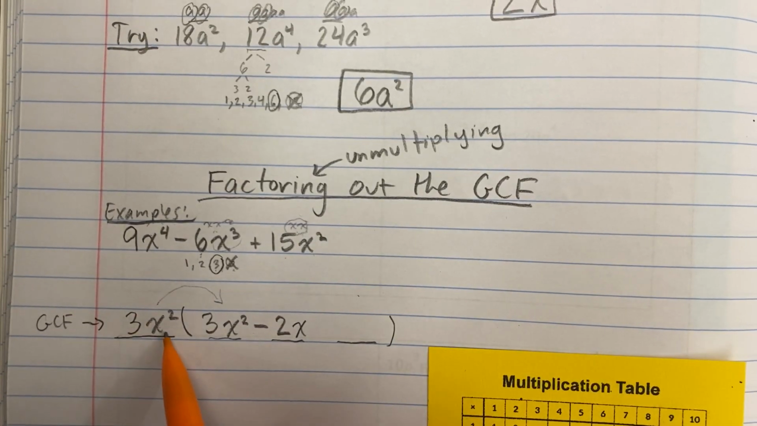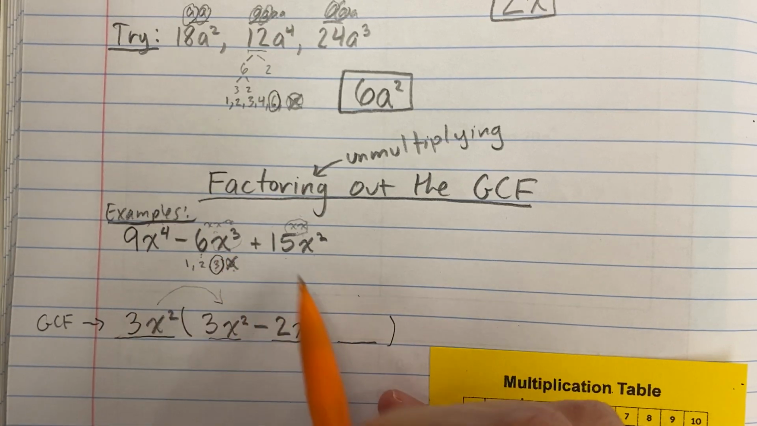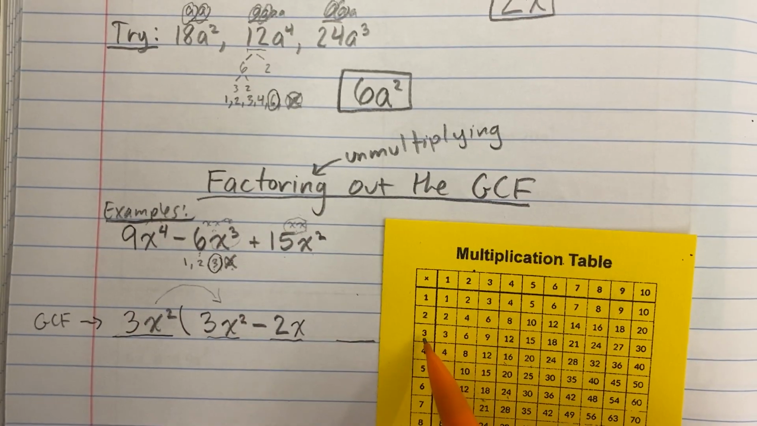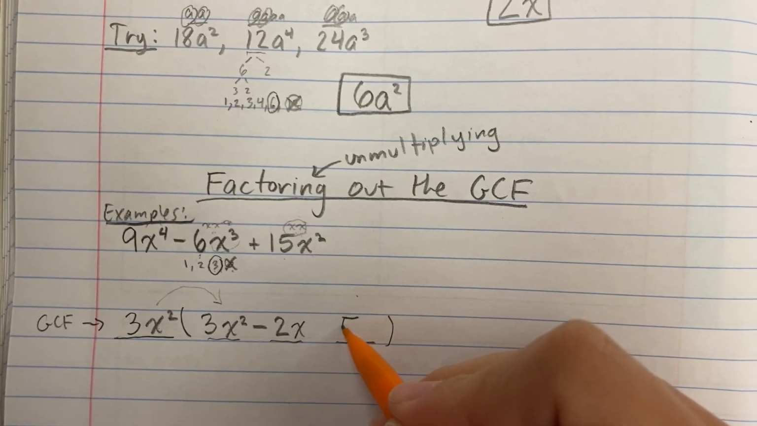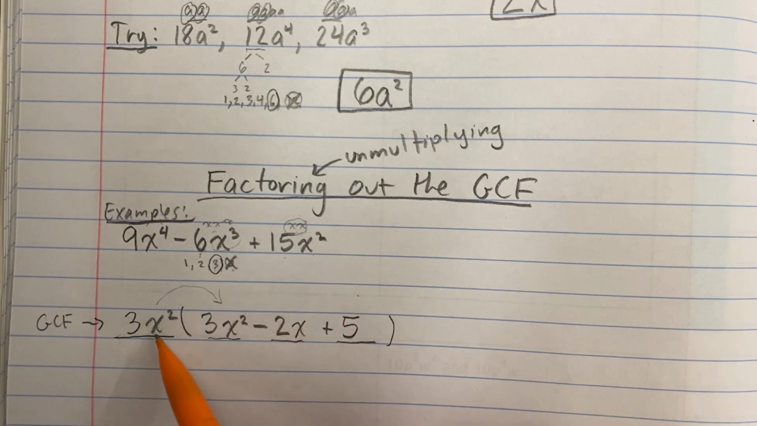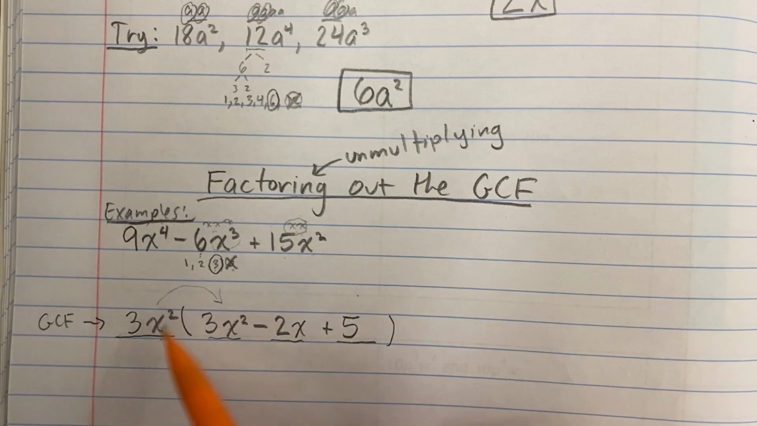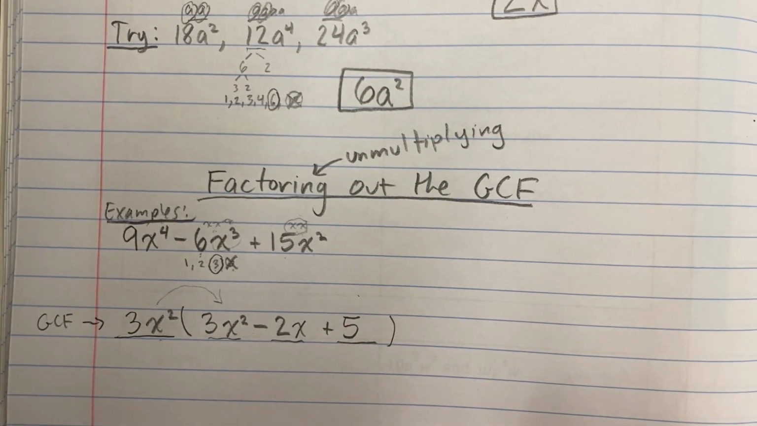Okay, next, 3x squared times what would be 15x squared. So first, 3 times what is 15? Oh, 3 times 5 is 15. And positive times positive is positive. I'm already multiplying 2 x's, and I only have 2 x's on this term, so I'm not going to put another x here because I don't want there to be another x.